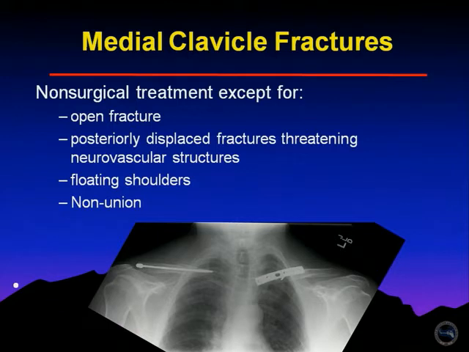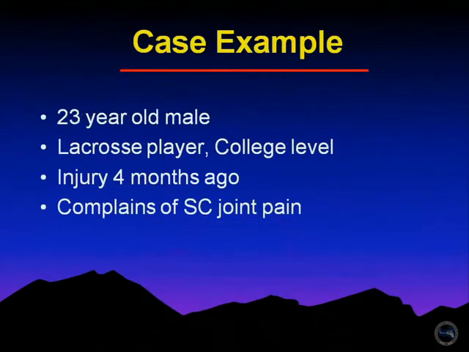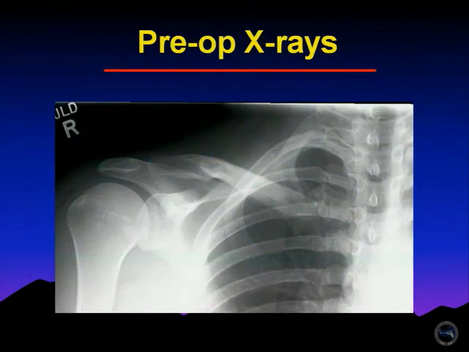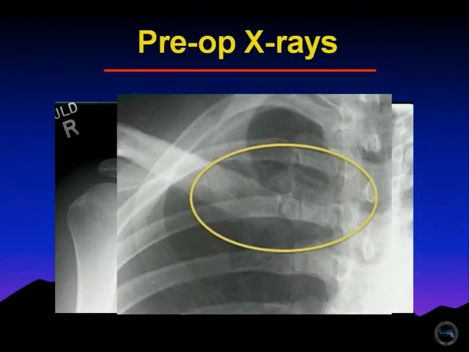This is an x-ray here just to keep our two previous speakers happy. This is a Basmania and this is a McKee over here. So, this is a case example here. A 23-year-old male, lacrosse player, college level, injury 4 months ago, presented with sternoclavicular joint pain. And you can see here he's gone on to develop a non-union of the medial clavicle. It's an extra-articular fracture. There's a small piece of bone here at the SC joint, just a close-up view demonstrating that.